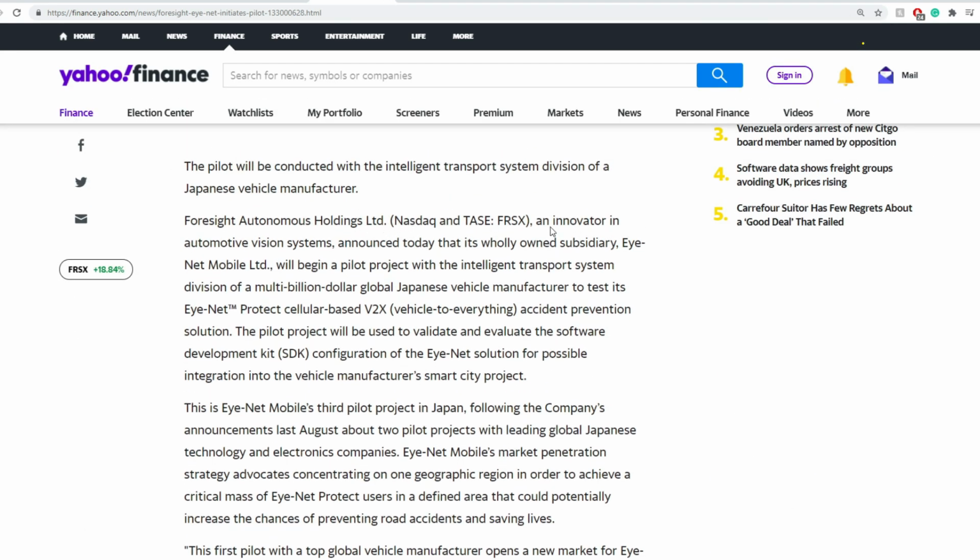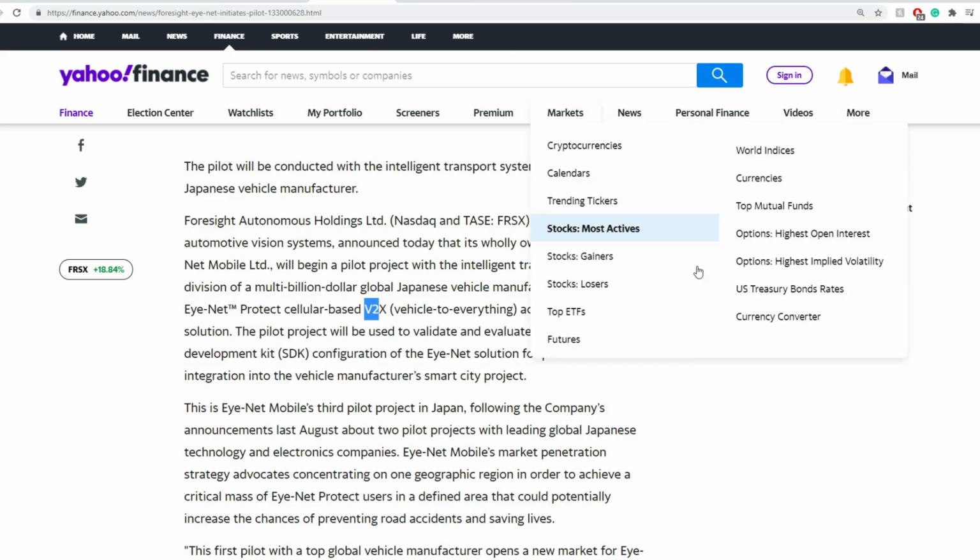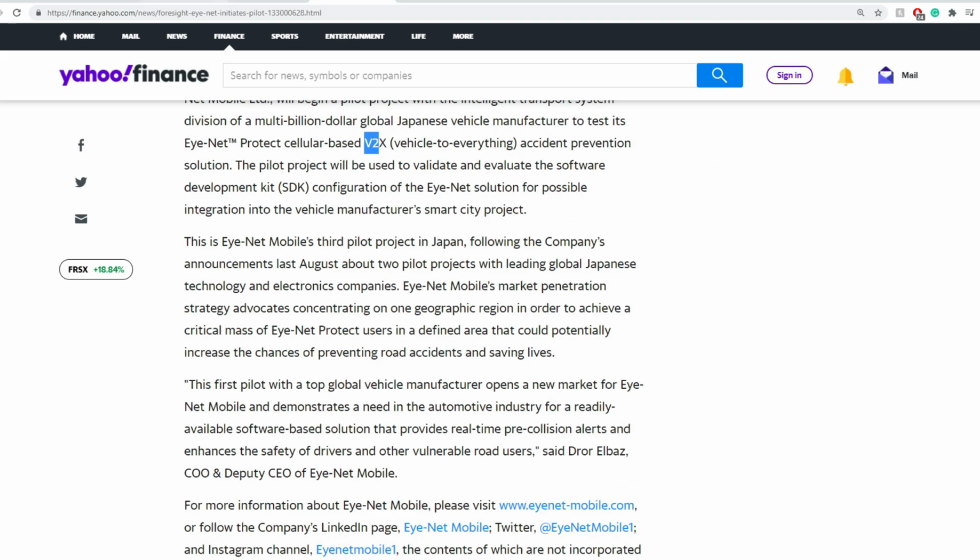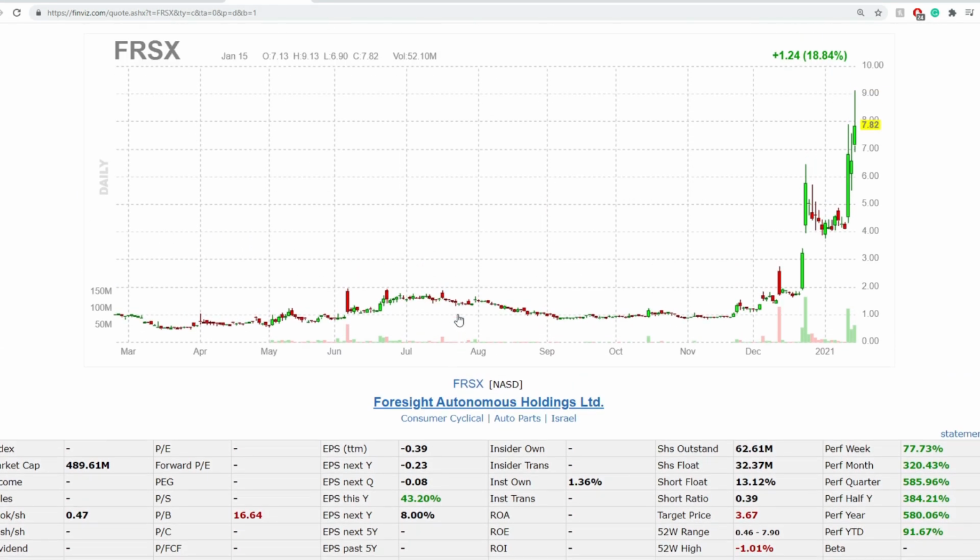They are an innovator of automated vision solutions. By the way, I'm actually doing this as we go, just because I want to show you the exact process rather than having it ready and basically reading off slides. So they have the iNet Protective V2X, so it's more around the electronic vehicles, vehicle to everything. This is autonomous vehicles, my bad, not electronics. And they have an interest in that. Okay. So I'm interested in this.